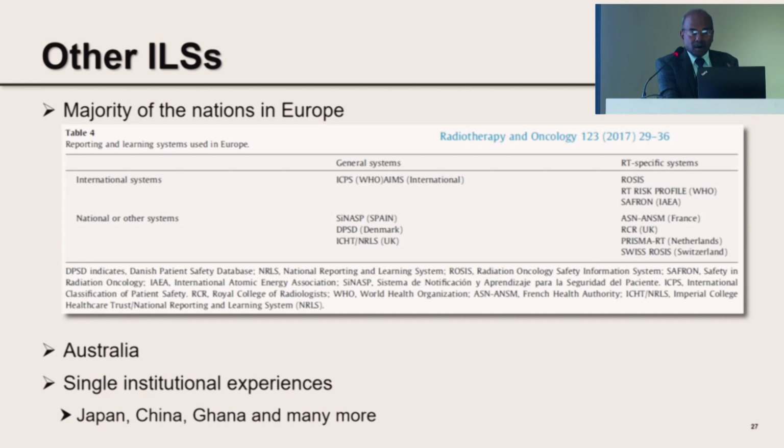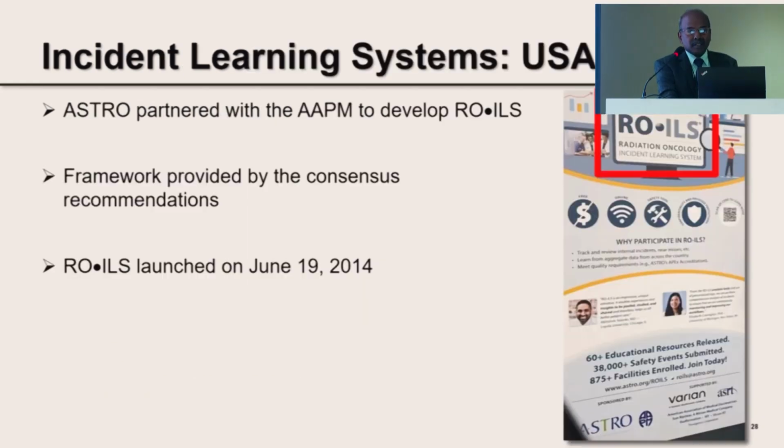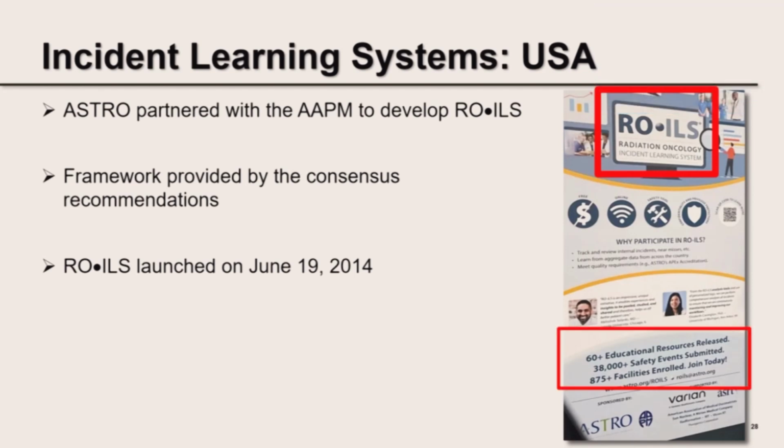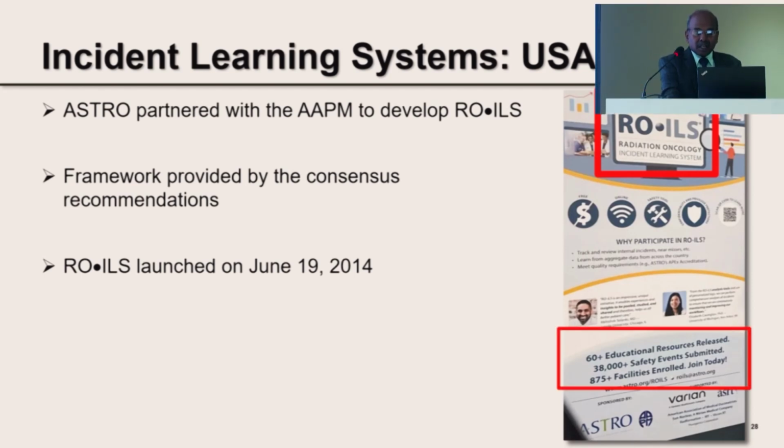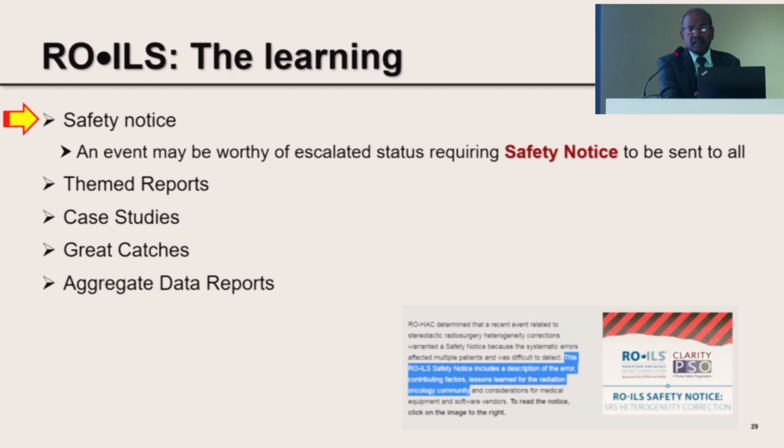But of all these systems, the most important one is RO-ILS in the United States, the Radiation Oncology Incident Learning System. It was started in 2014, and in the last 10 years, more than 875 facilities have been voluntarily reporting using this system. 38,000 incidents are in the database. You can go and analyze them if you are part of it. And 60 plus educational, that is learning, resources have been released by RO-ILS. So this is the kind of learning that you take from it.